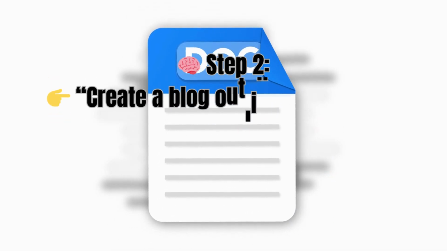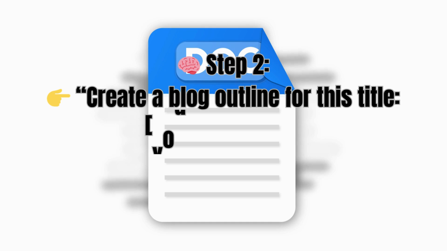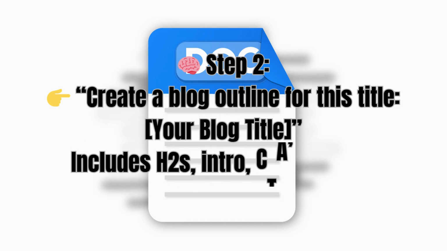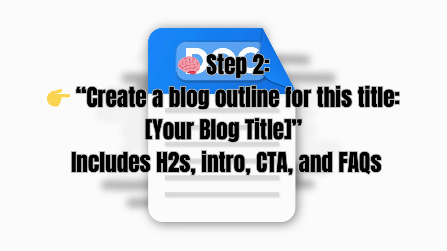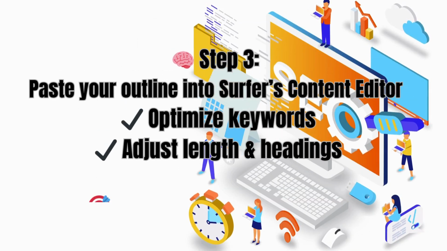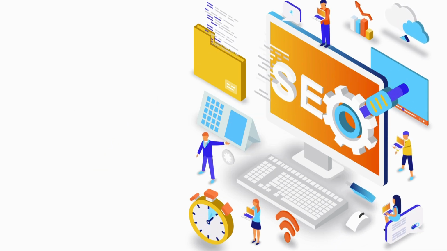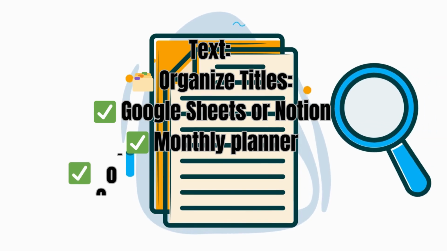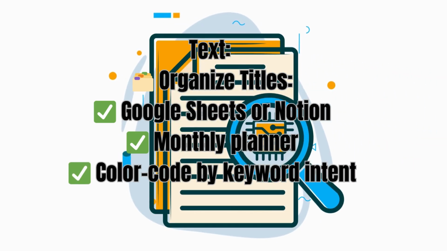Step 2. Take those titles and plug them into Frase.io or Jasper. They'll auto-generate outlines for each one, including headings, intro ideas, and even CTAs. Step 3. Use Surfer SEO to refine them further by adding target keywords and search intent. Organize all your titles and outlines in Notion or Google Sheets for a clean workflow.